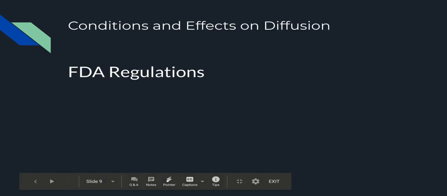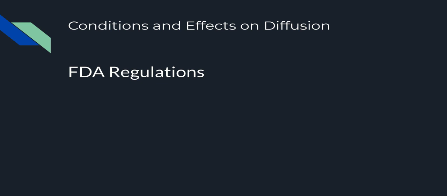Third, we're going to look at the conditions and effects on diffusion. Mainly this is just FDA regulations, because this is working with genes. The biggest setback for CRISPR technology is definitely the FDA. It must pass the FDA regulations to be diffused into the market.